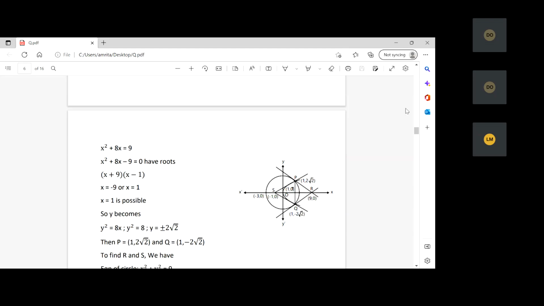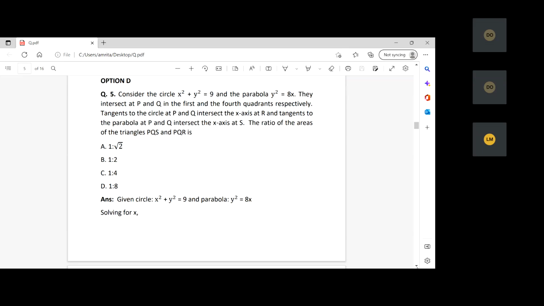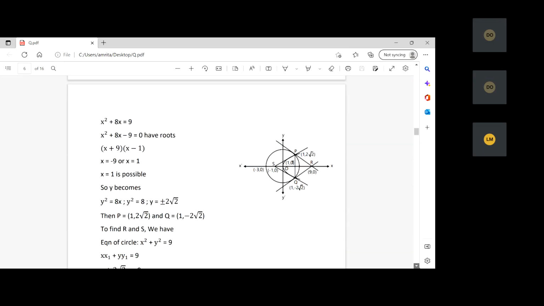Now, just going back to the question, it's PQS and PQR. So all the points are given in the question, right? So PQS, what will it be? This is PQS and this is PQR. These two are the triangles here. You need to find the area of both of them and then find the ratio. It's PQS and PQR.